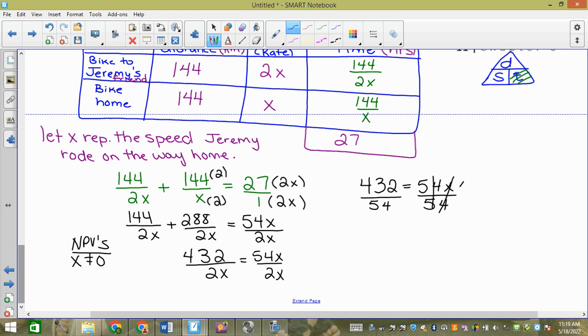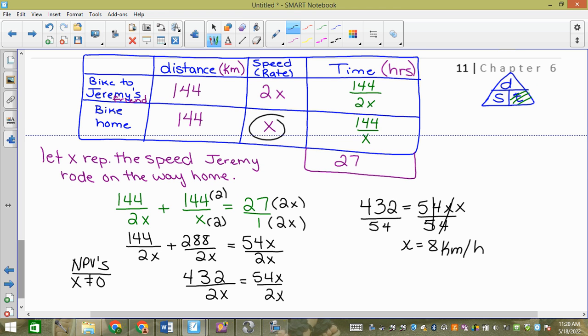I do not need to cross that up here. X equals 8. 8 what? Kilometers per hour. Because where is x found in this box? Here, and this is the speed. If this is kilometers, this is hours, this is kilometers per hour. So we literally just found the speed of him on the way home, correct?